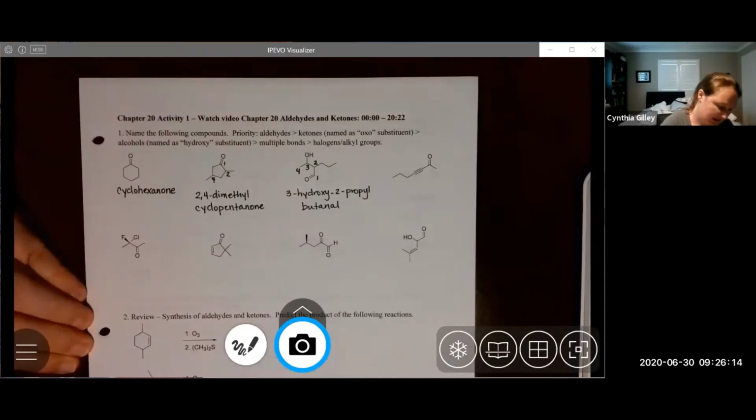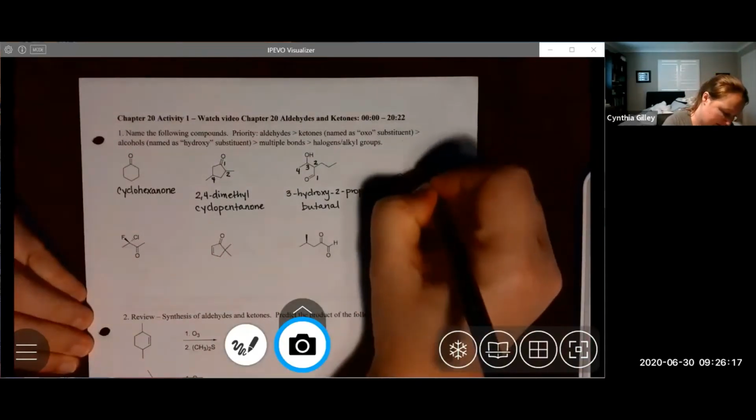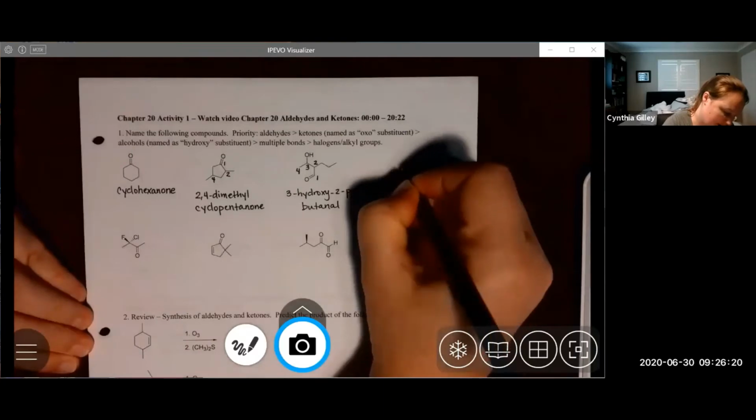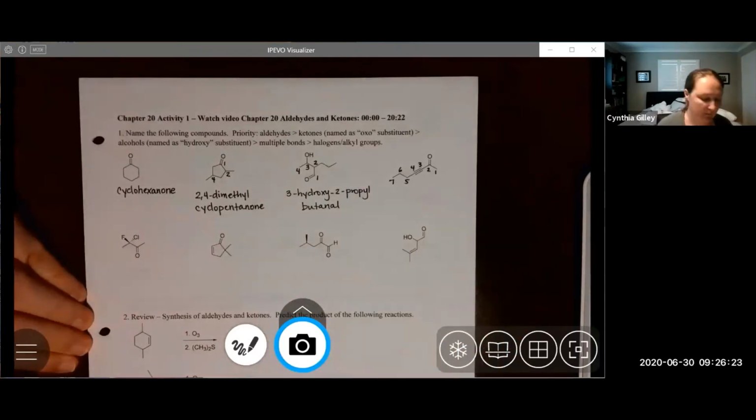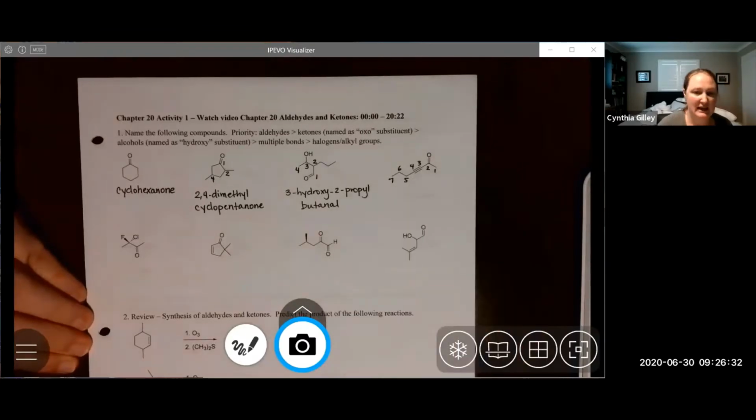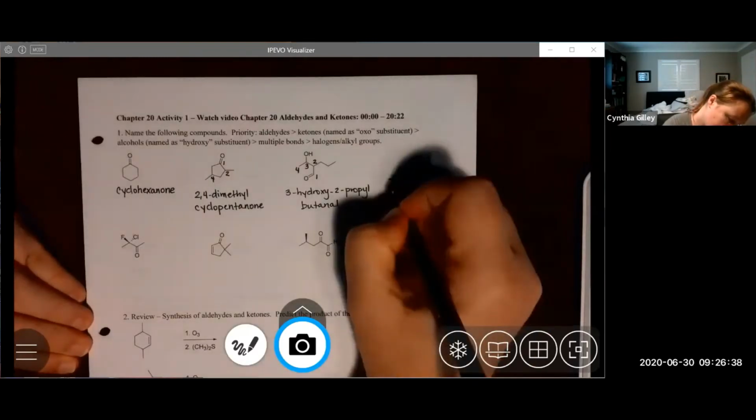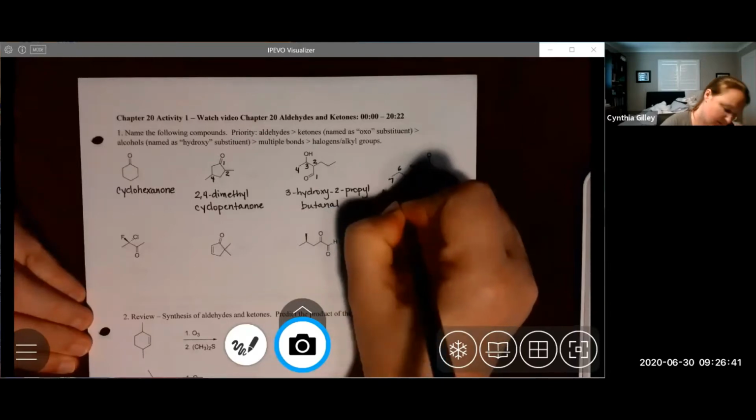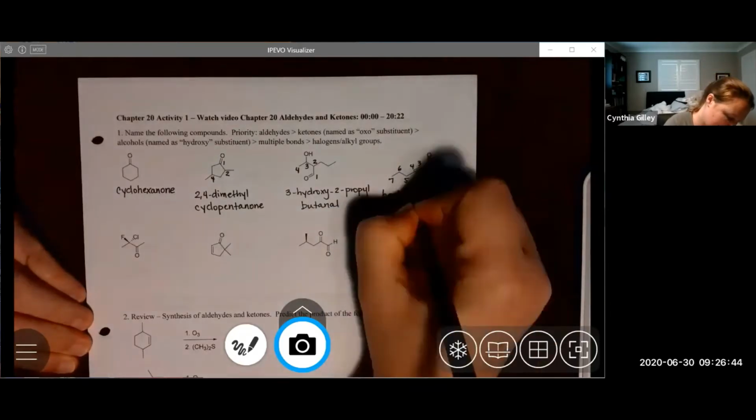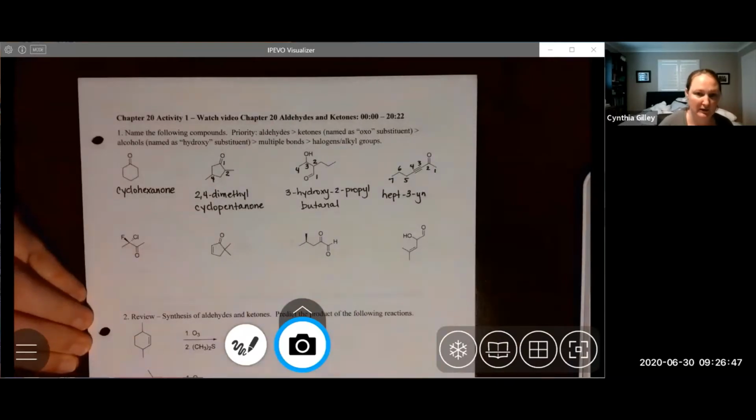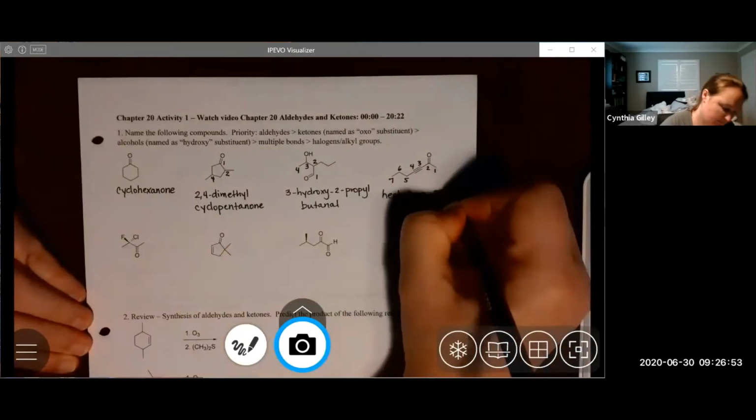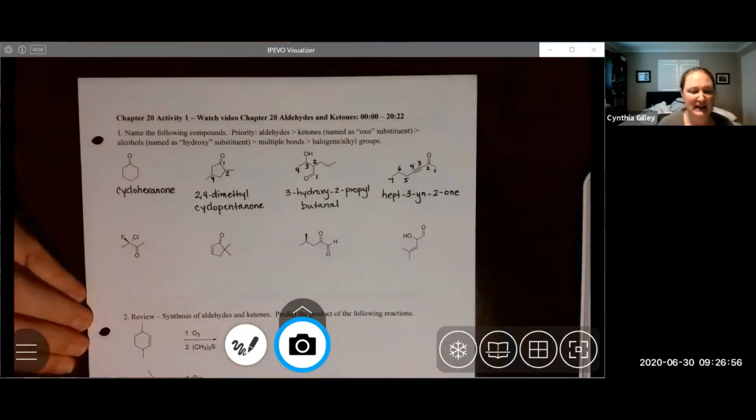Next, we have a ketone and an alkyne. We want the lowest number possible for the carbonyl carbon. So we'll start on the right. And there are technically no substituents here. Let's get on with the parent, and the parent is going to include the triple bond. I'm going to do hept-3-yn-2-one, making sure to include the number for where that triple bond is. So instead of a heptanone, it's a heptynone.